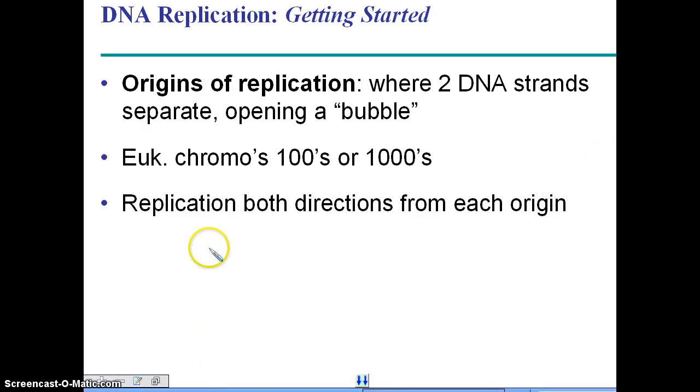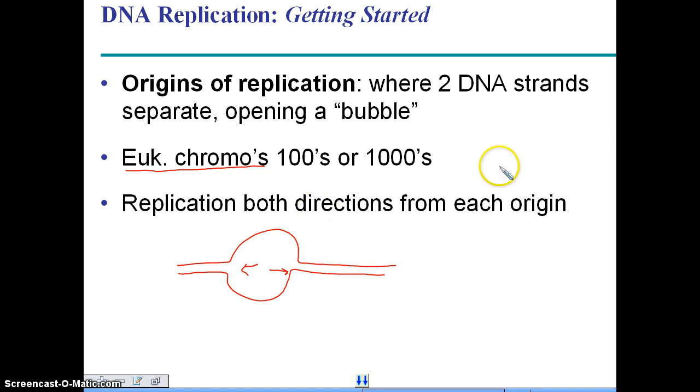Again, in terms of terminology, origins of replication are in essence these bubbles, and that's where we see the replication begin. Again, in our eukaryotic chromosomes, we see hundreds, potentially thousands of these little bubbles where replication begins, and again, this process occurs in both directions.